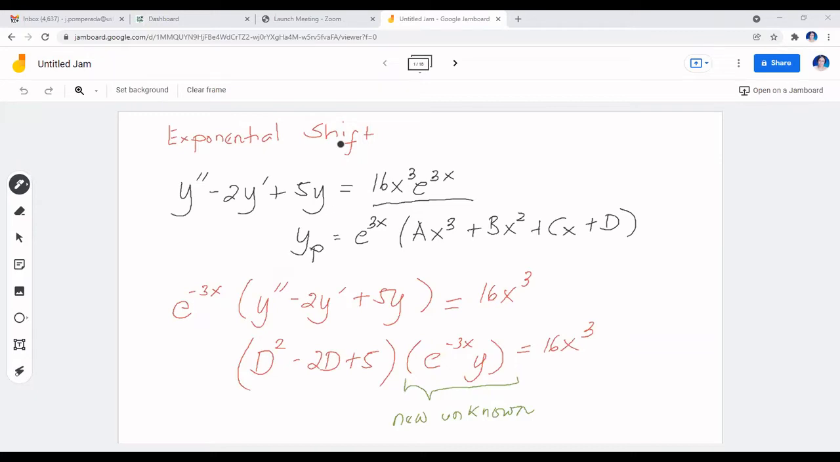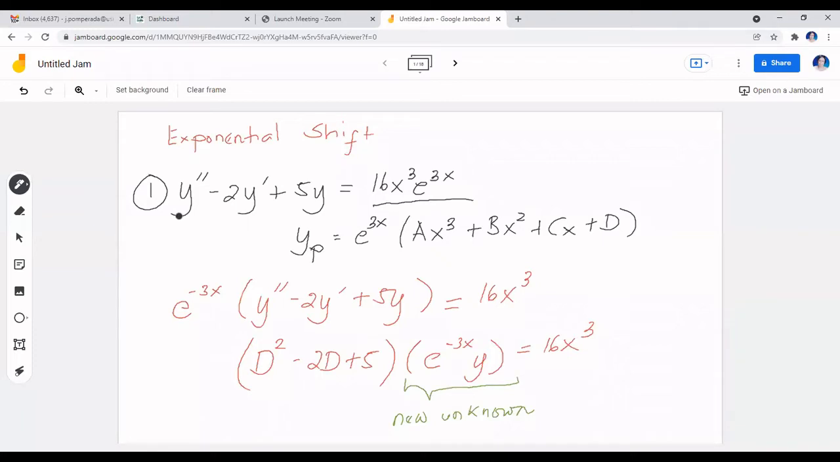Now this one, however, was created for the g of x on the right side which has an exponential function. That way we can save time in determining the values of the undetermined coefficients. So to illustrate what I mean with specific examples, let's start with this first example here.